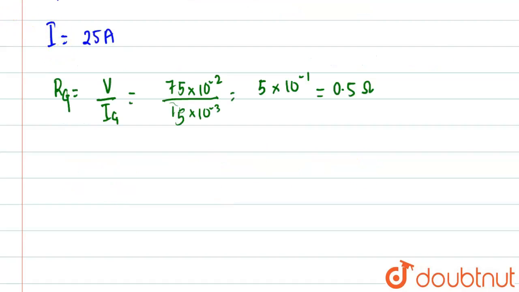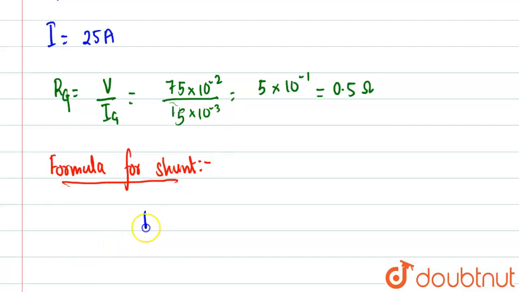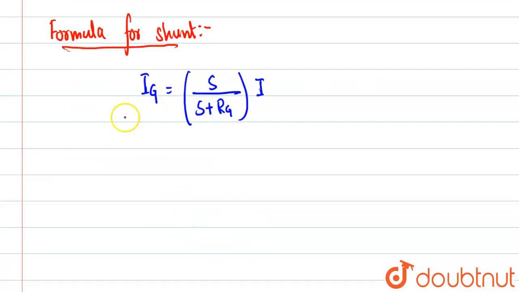Now we are going to use the formula for shunt to convert a galvanometer into an ammeter. It is Ig = S / (S + Rg) × I, where Ig is the current through the galvanometer, Rg is the resistance of the galvanometer, I is the current through the circuit, and S is the shunt resistance. We know everything. Ig was not 1.5 milliamps, it was 15 milliamps.